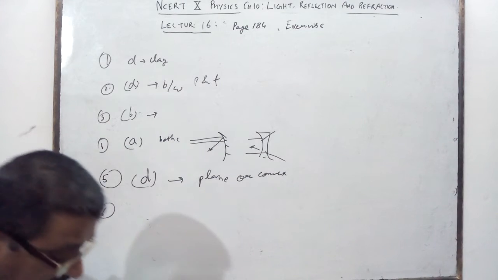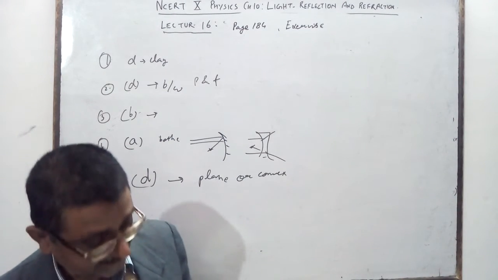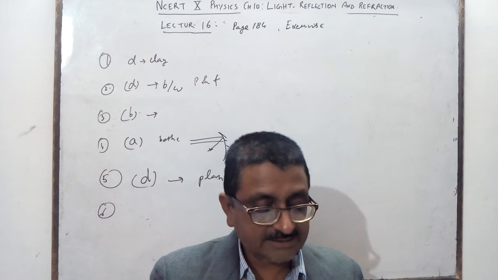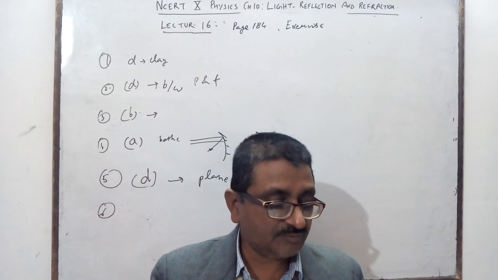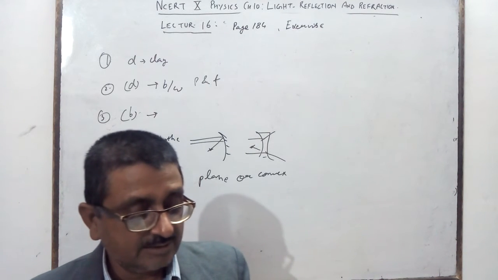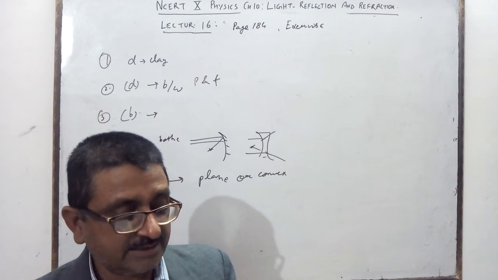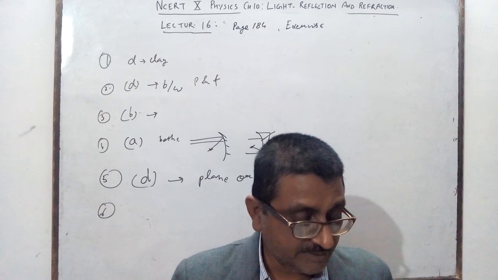Sixth question. Question number 6: which of the following lenses would you prefer to use while reading the small letters found in a dictionary? Convex lens of focal length 50, convex lens of focal length 25, convex lens of focal length 5 centimeter.